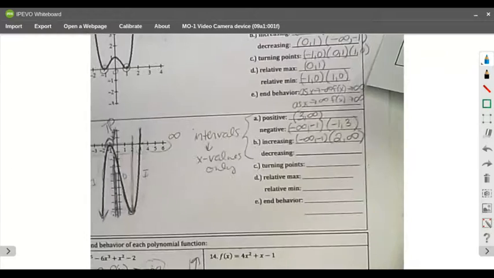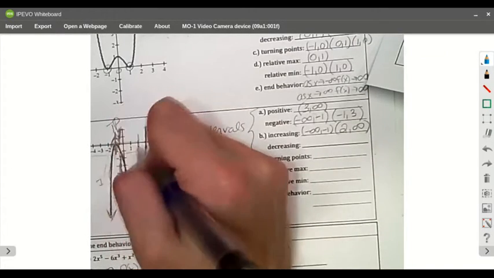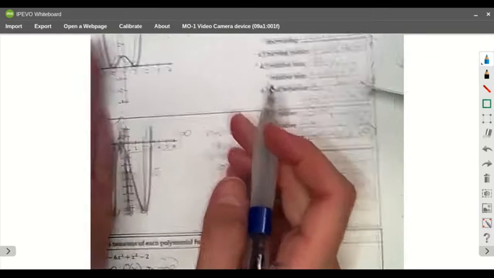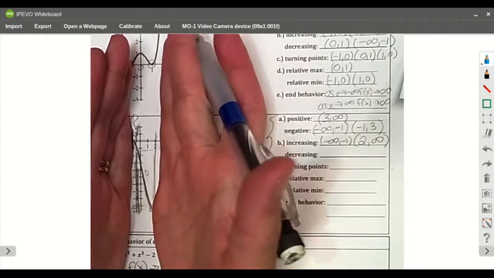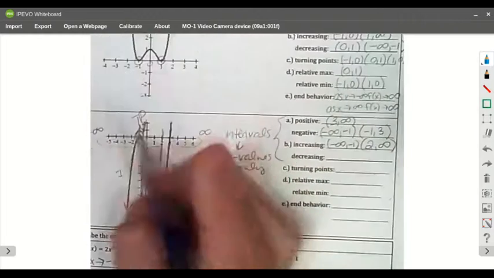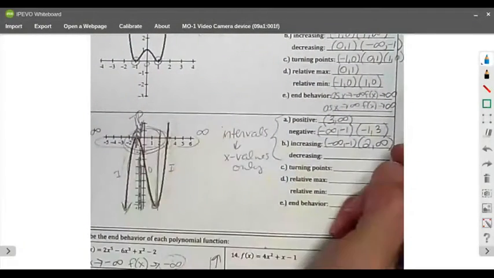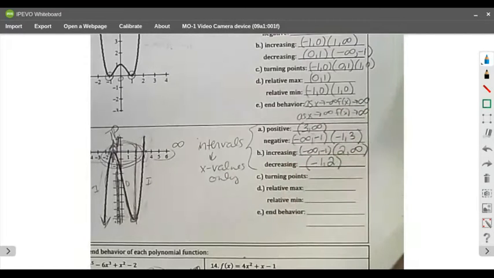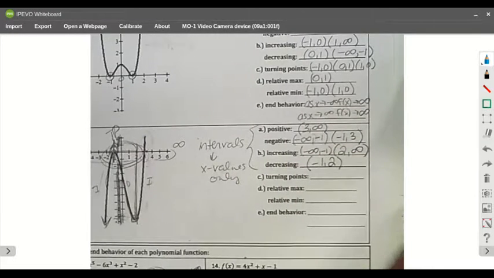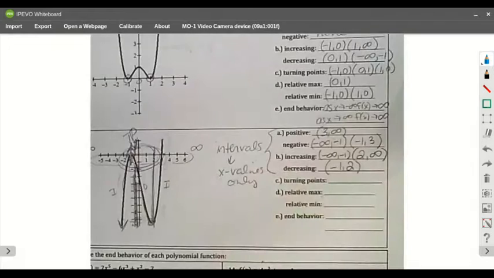Okay, and then there's one decreasing interval. It's from here to here. So between negative 1 and 2, it's decreasing. Do you guys see that? We're using the x values here. So from negative 1 to 2. So that's the trickiest part. Just remember, you're only using the x values, from what number to what number.